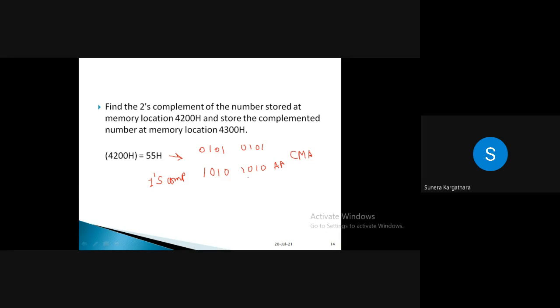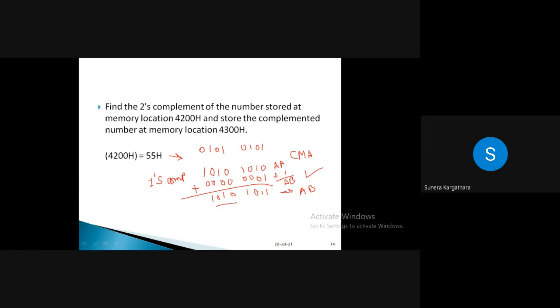Now to find the 2's complement, you need to add plus 1. So if you add plus 1, all the remaining bits are 0. If you add 1, it will become 0 plus 1 is 1, giving 1, 0, 1, 0, 1, 0, 1. So you'll find your answer is A, B. A plus 1 will give you B, and so AB. Are you getting the point, students?